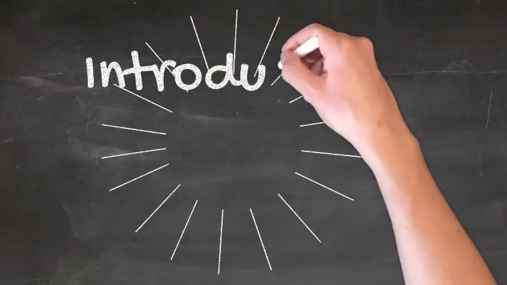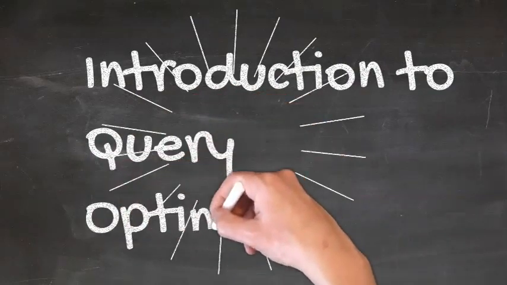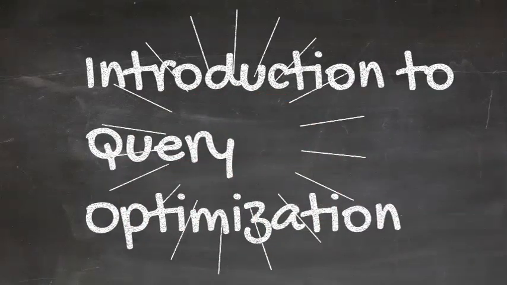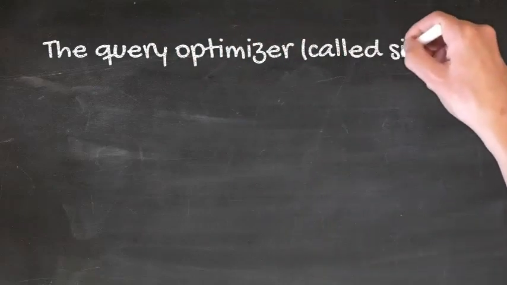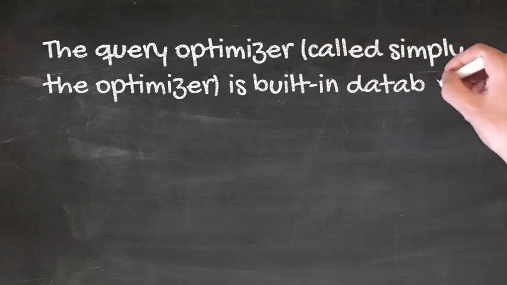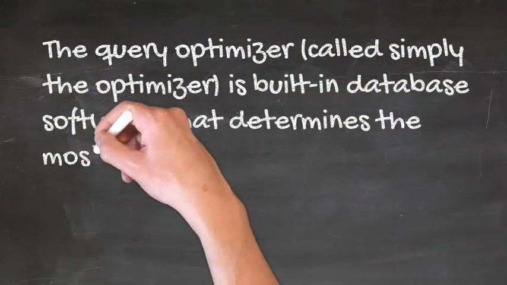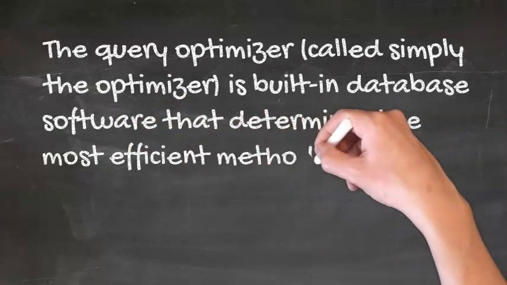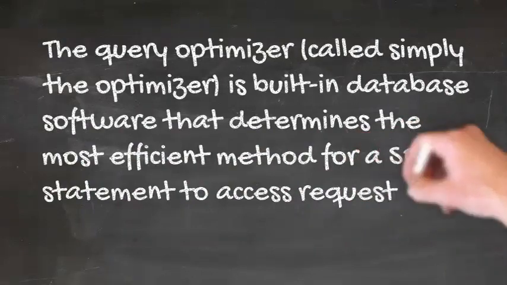In this module, we are going to have a quick overview of query optimization. In Oracle, the query optimizer, called simply the optimizer, is built-in database software that determines the most efficient method for a SQL statement to access the requested data.